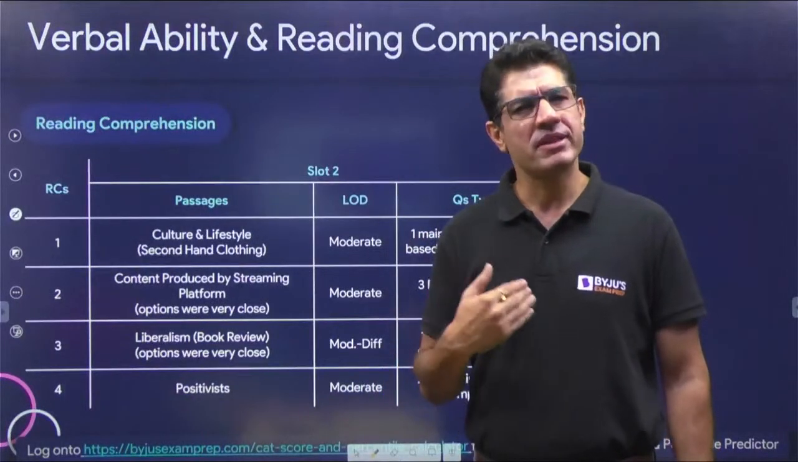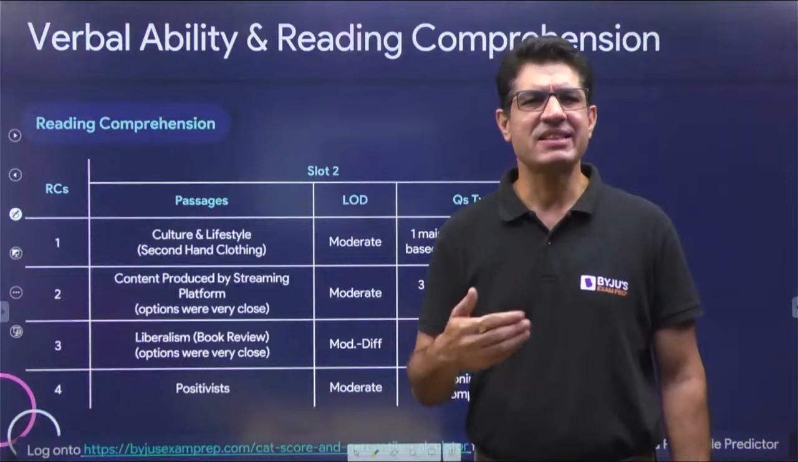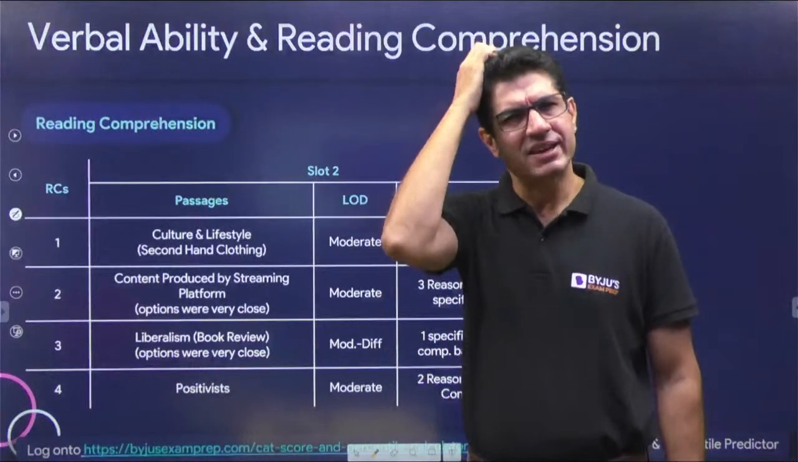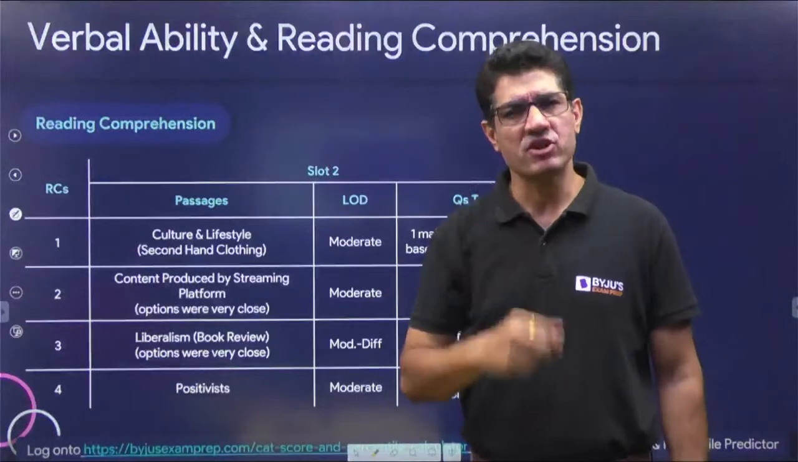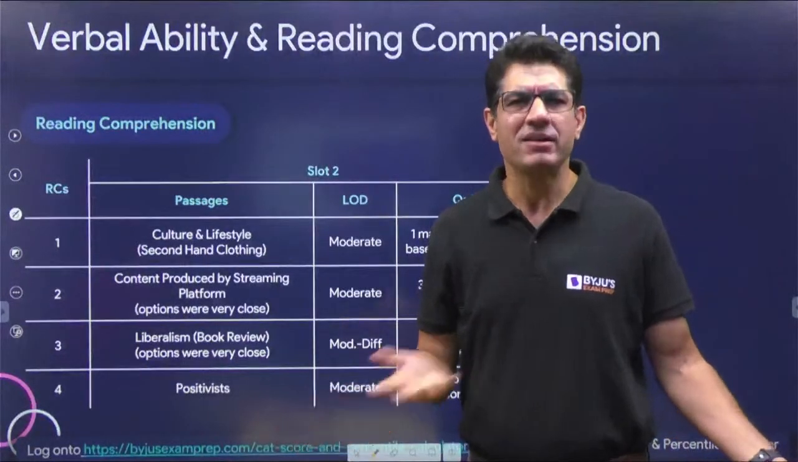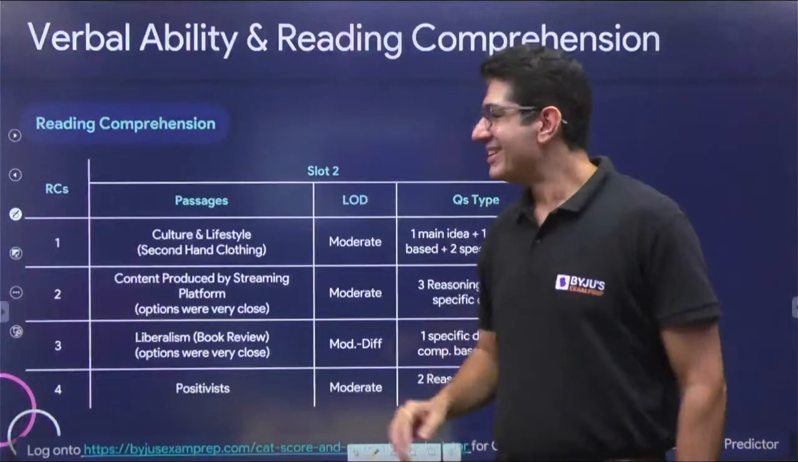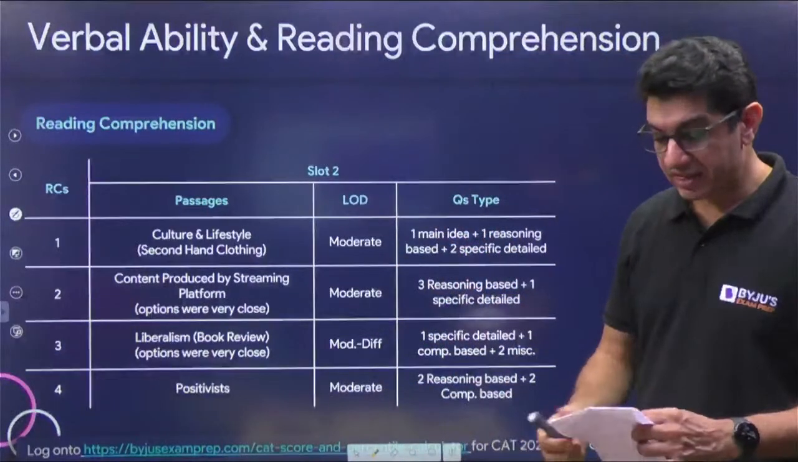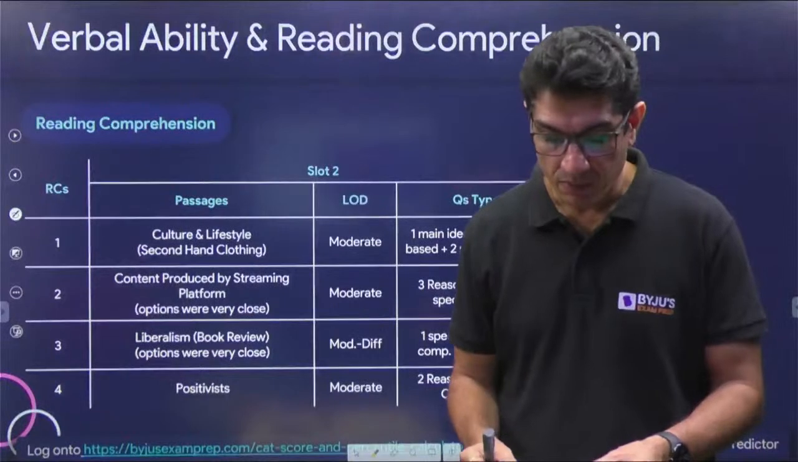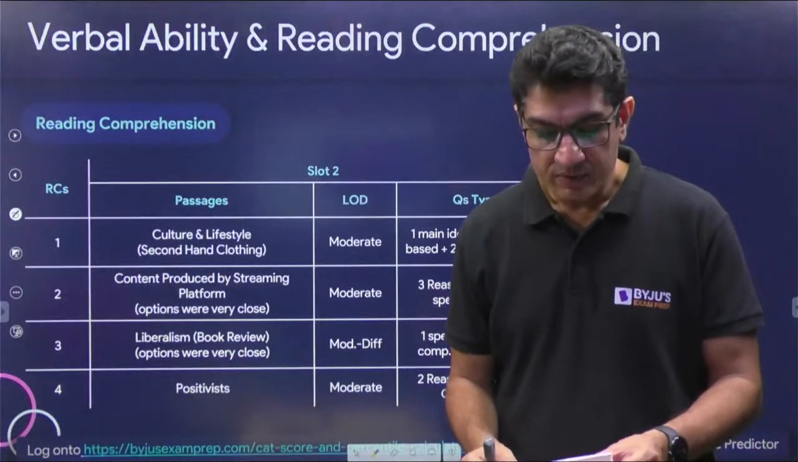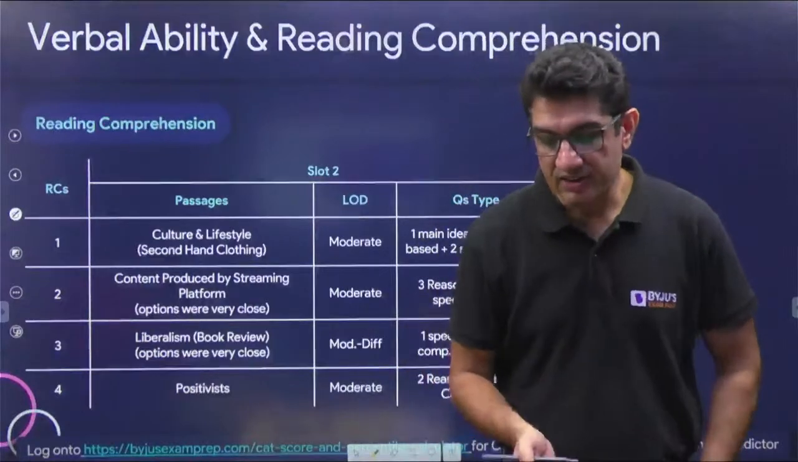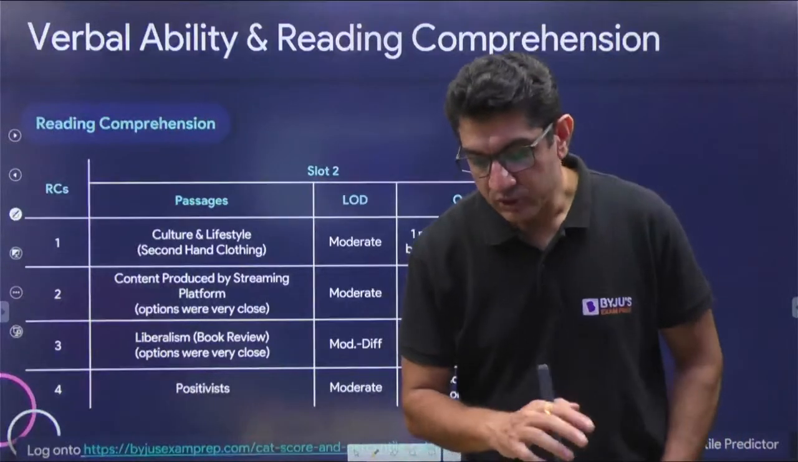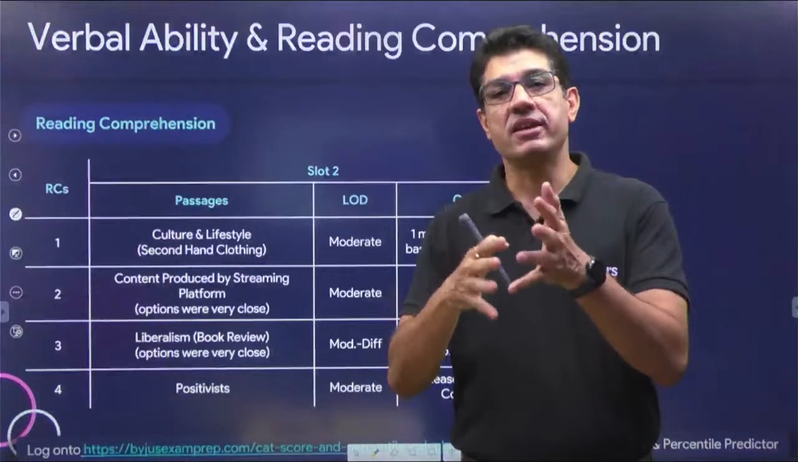So what would undermine the central idea? Anything that says that, hey, second-hand clothes are all right, or that the fast fashion companies are not all that bad, right? So that was there. And then you had this one inference-based question where they asked us about what slow fashion most likely would be.